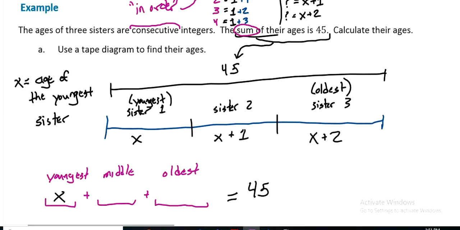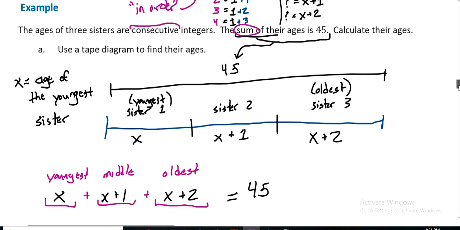The middle child is 1 year older than the youngest sister, so hers is x plus 1. Again, I'm putting this and this and this all together. The oldest, since she has 2 younger sisters and they're all consecutive, is x plus 2. So there we go: x plus x plus 1 plus x plus 2.